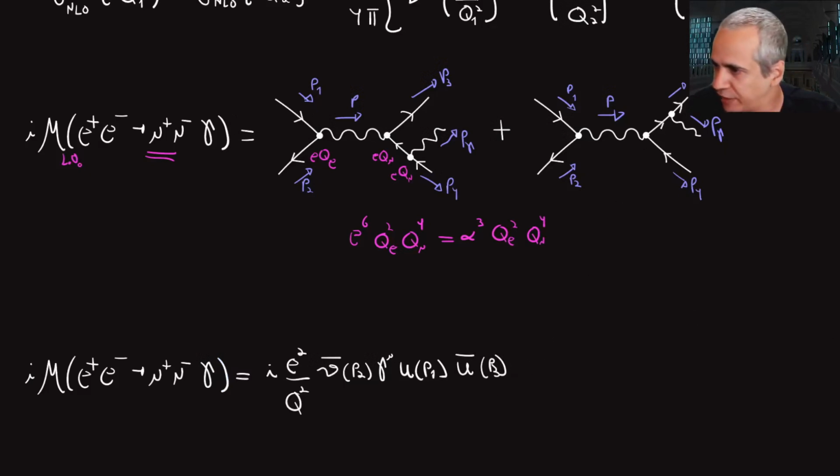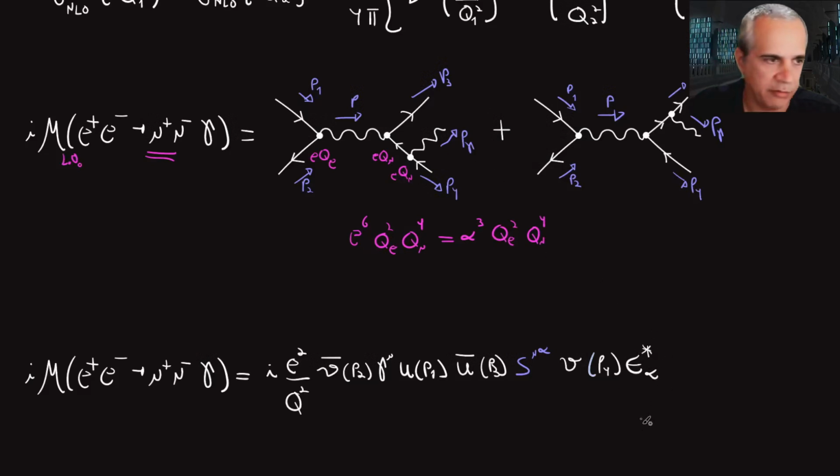Then I'm defining a new object, S mu alpha, because this piece here needs to have an index, because there's an extra photon here now. V bar, actually V of P4, right? And of course, there's no avoiding the polarization of this photon that goes away, which goes according to our Feynman rules as the epsilon alpha star. This is just the polarization of an outgoing photon, right?